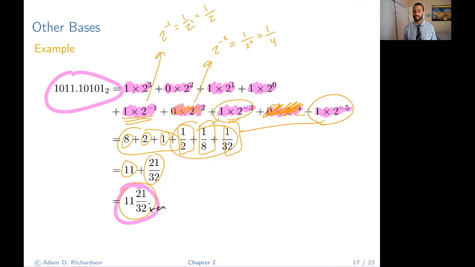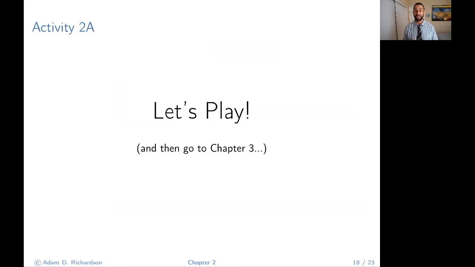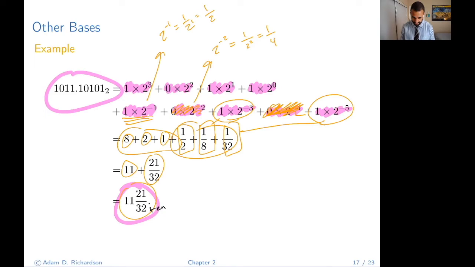Okay, so you're going to get lots of practice with this on the WebAssign and a little bit of practice on the activity. Okay, that's the end of this lecture. Let's take a look at the activity before we head out. Thanks for bearing with this particularly long lecture.